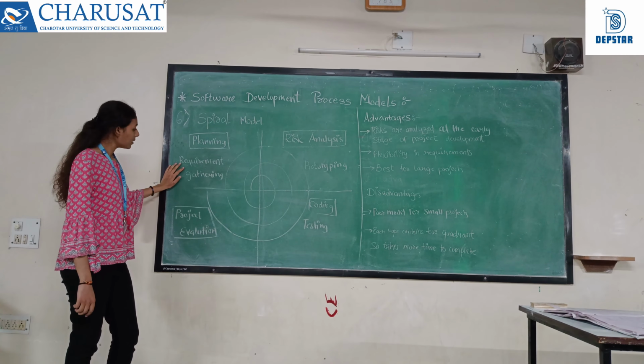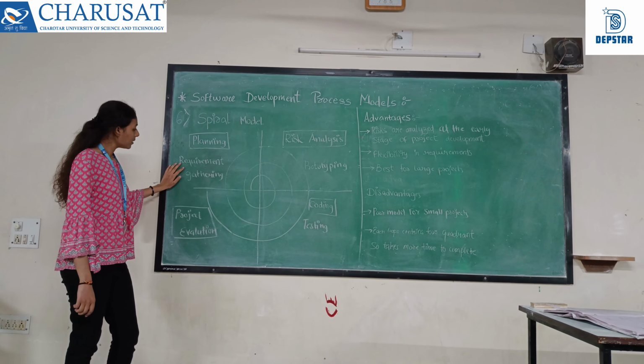There are advantages and disadvantages here. So advantages are that risks are analyzed at the early stage of project development, flexibility in requirements, and it is best for large projects. Now the disadvantages: the first is that it is a poor model for small projects. Second, each loop contains 4 quadrants, so it takes more time to complete. So thank you. The seventh one is the RAD model.